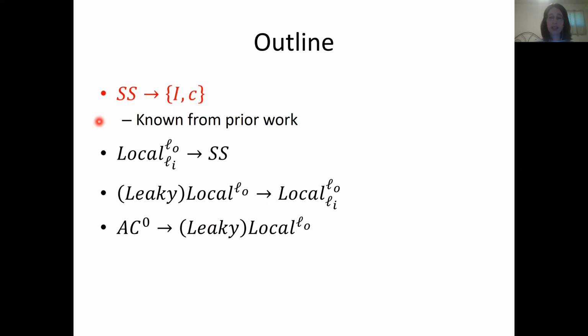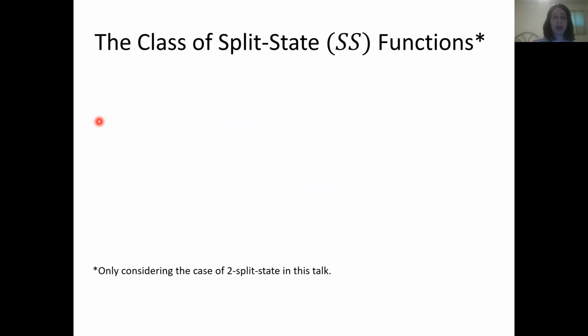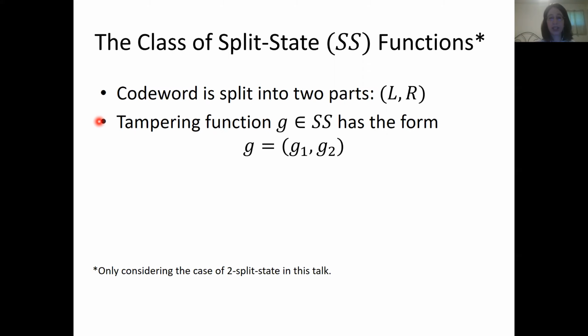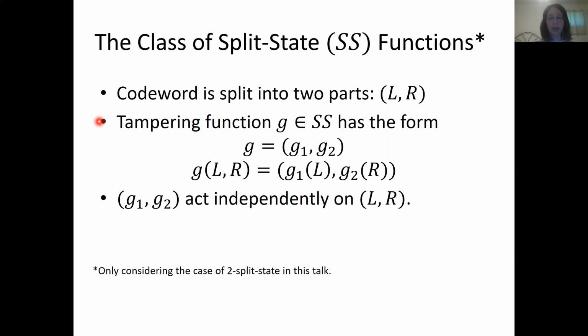Okay, so let me first discuss more formally what split state is, and also discuss the prior work. I'm going to be focusing on two split state functions. They can be generalized to more split state, but here the code word is going to be split into two parts, L and R. The tampering function G is also going to have two parts, G1 and G2. To apply the tampering function, we will just apply G1 to L and G2 to R independently. The idea here is that the two functions are going to act independently on the left and the right part of the encoding.